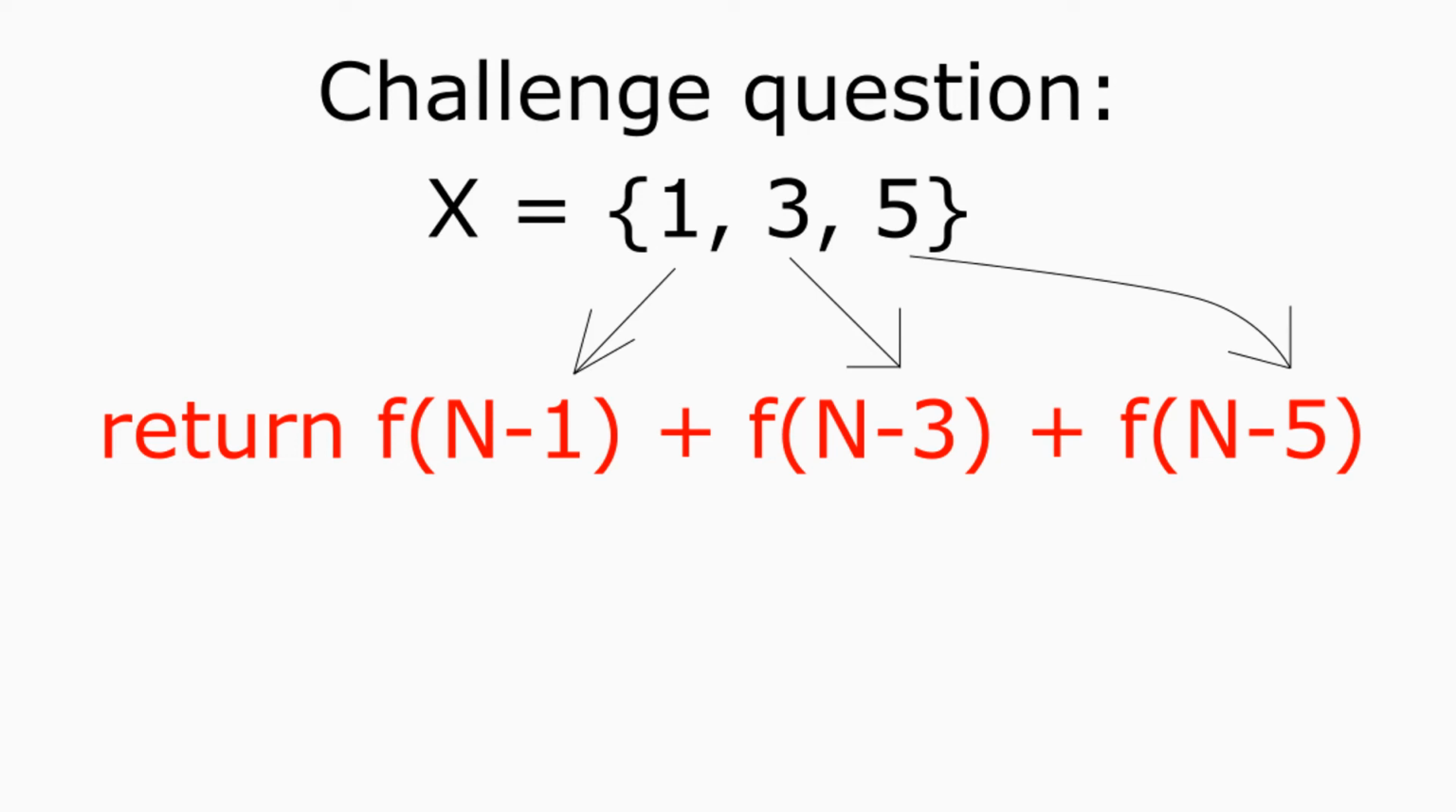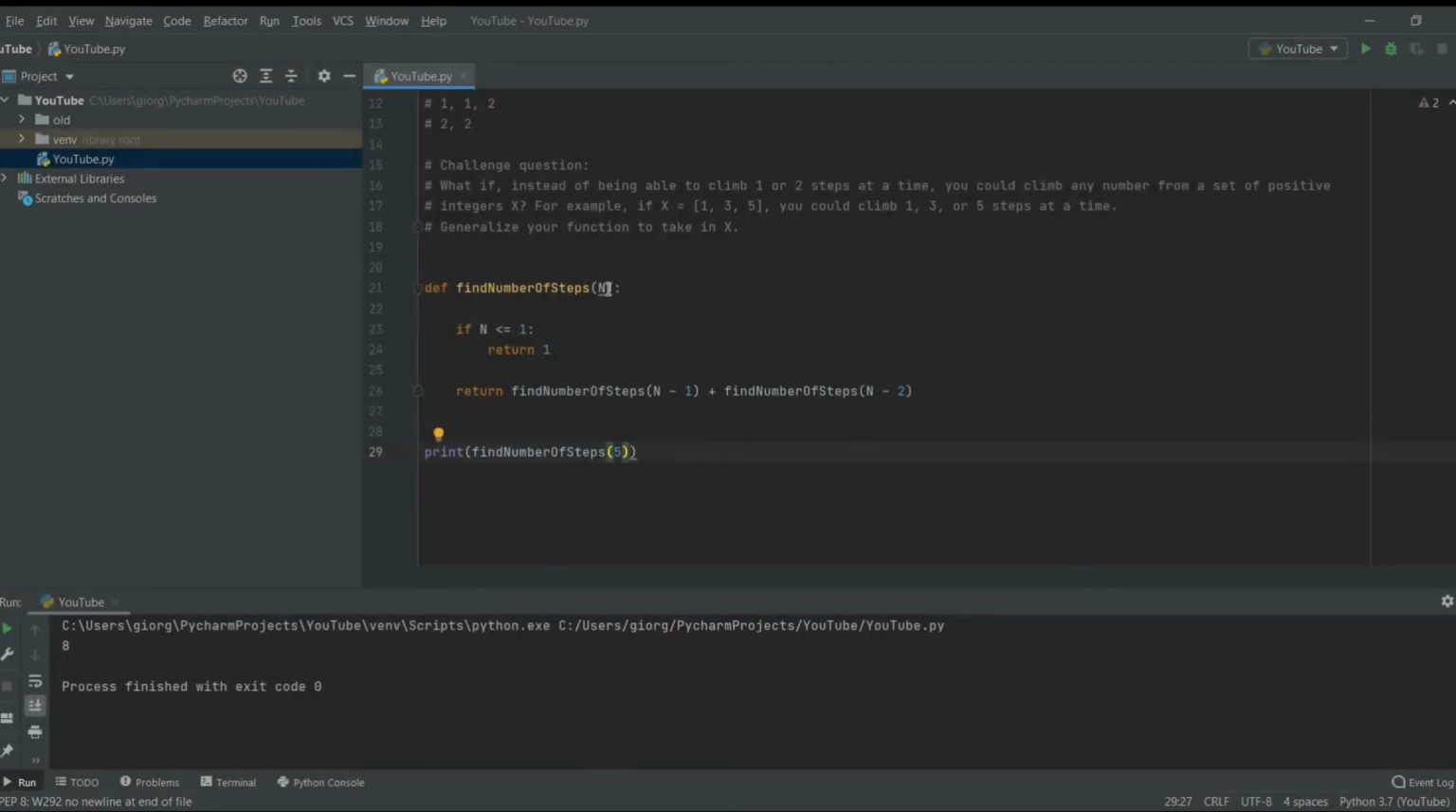All right, so now let's try to write a function that does that. First thing is we need to accept the second argument, which is x. And in here, let's just give it this array. So let's just say, for our purposes, that a person can climb either 1 stair, 3 stairs, or 5 stairs at a time.